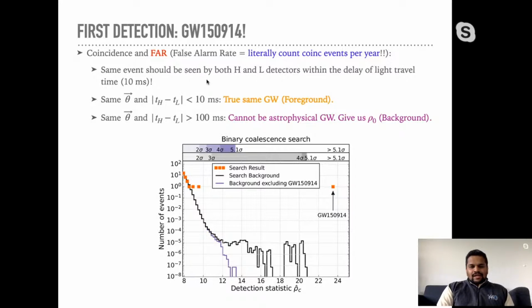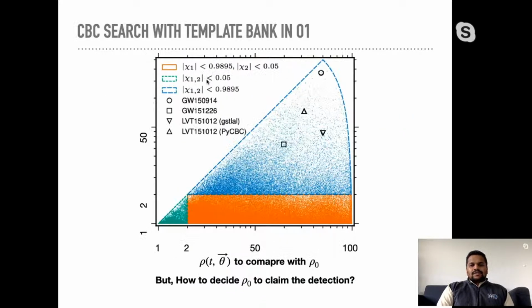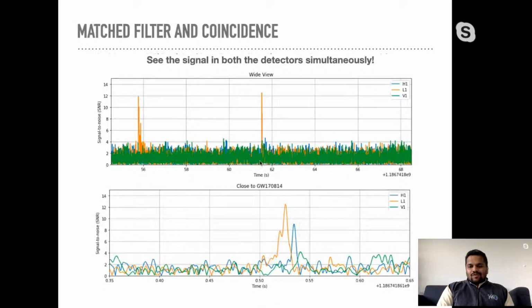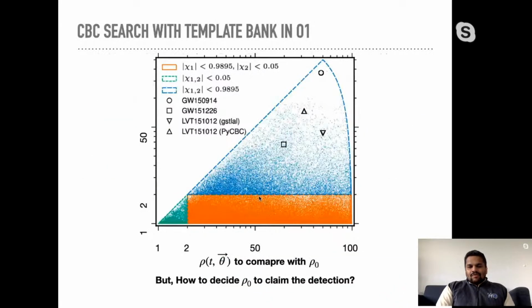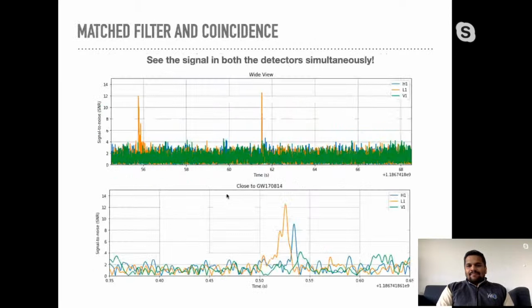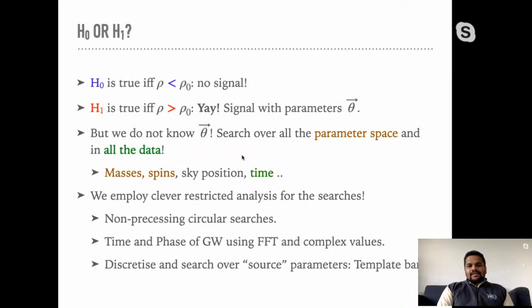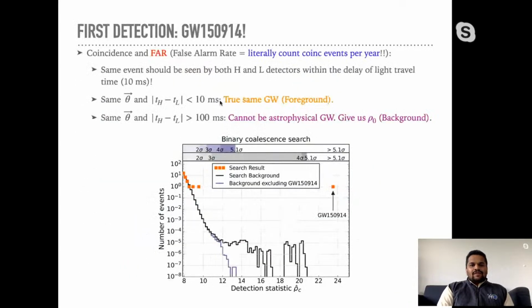And how do we count these coincidences? Going back to this plot, we have this kind of plot for each template, or each point in this template bank. For the same template in the data of each detector, we count how many events at a particular SNR value we have captured, and that is what is plotted here. Events with the same parameters or same template that have less than 10 or 15 milliseconds delay are called true gravitational wave signal, or foreground.